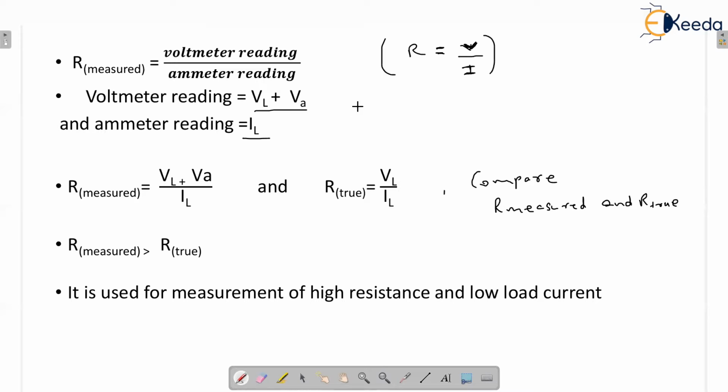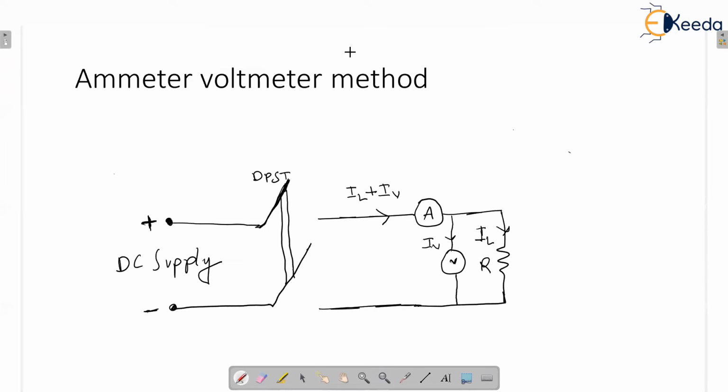Okay, then next, let's go for our next method: the ammeter voltmeter method. Why did I name it the ammeter voltmeter method? Because initially I placed the ammeter, next I placed the voltmeter, then the resistive load.